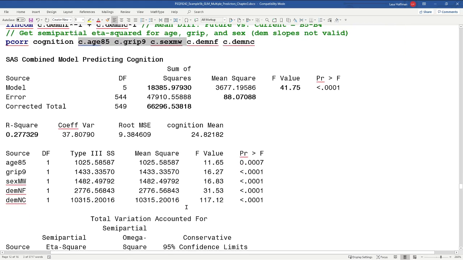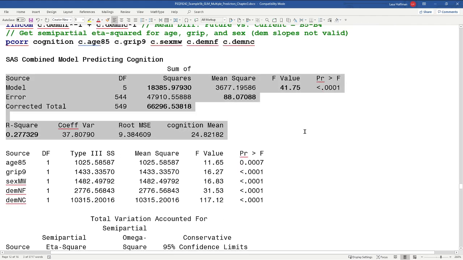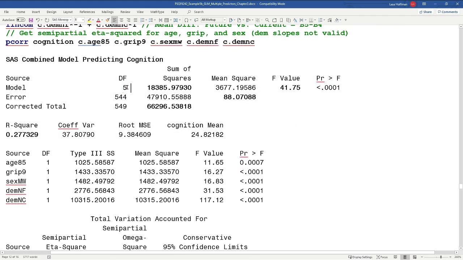So here's my output from SAS. First up is a test of the model. So we have 5 slopes in the model. Given our total sample size of 550 individuals, that means that our corrected total here is 549, because we always have the intercept in, that's the missing one. So that means we could have had 544 more slopes possibly estimated in this model.